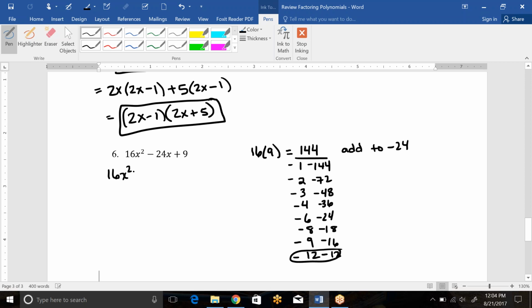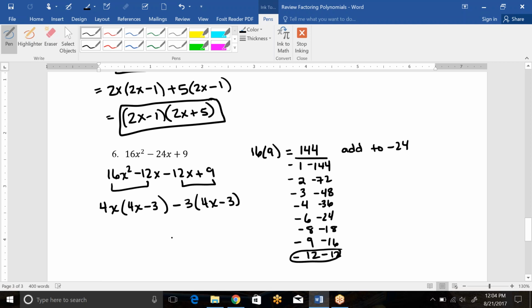So this is 16x squared minus 12x, and then plus 9. We pull out our GCF. For 16 and 12, we can pull out a 4. They both have an x. That would leave it with 4x, and then 12, that would be minus 3. We need to pull out a negative for this first pair. And then notice 12 and 9 are both divisible by 3. So this is also going to give me 4x and then negative 3 because we're dividing out a negative. That means we change our sign.